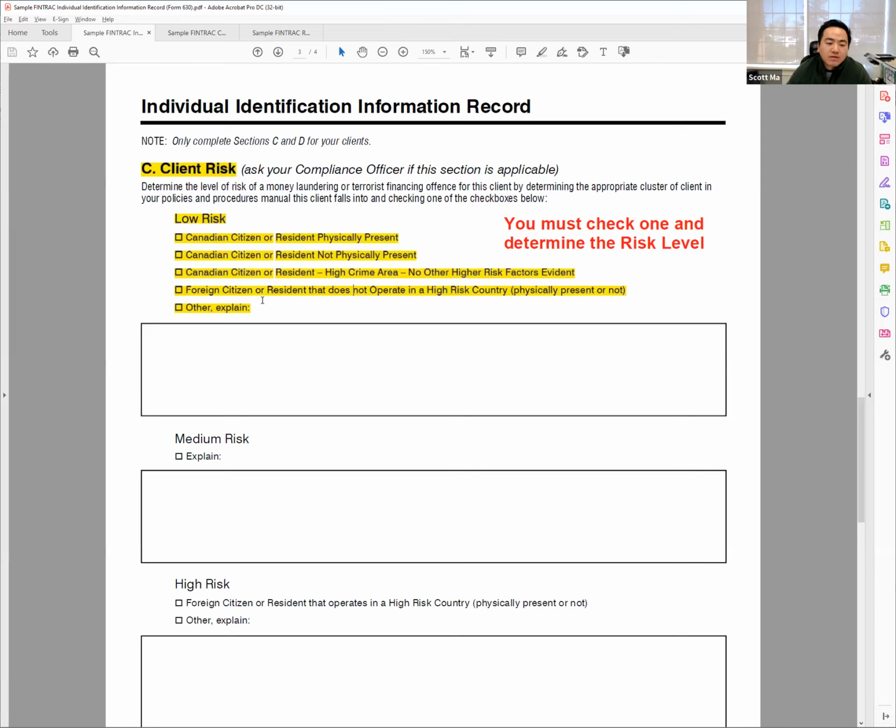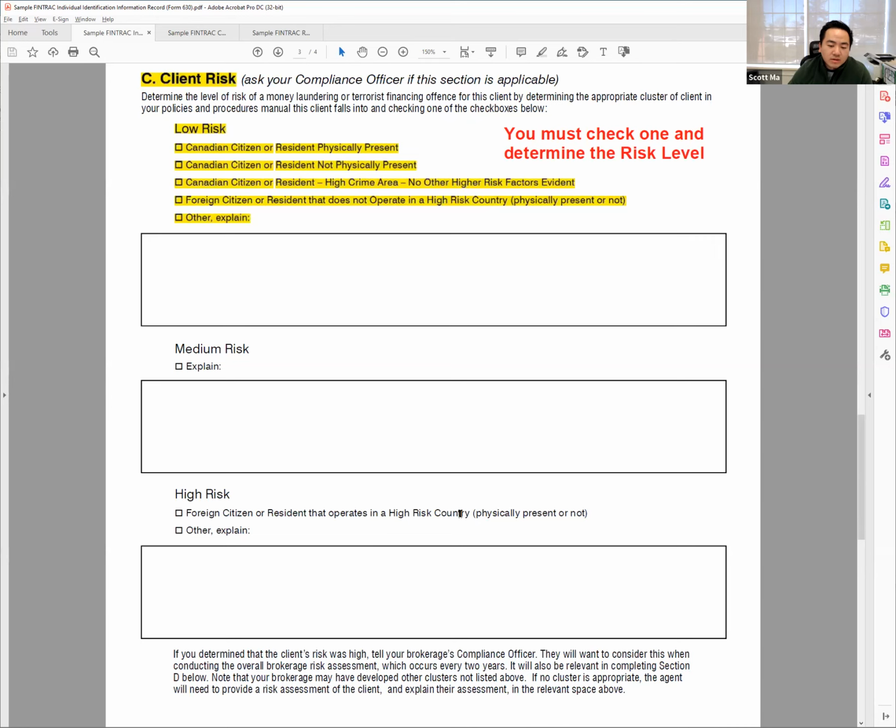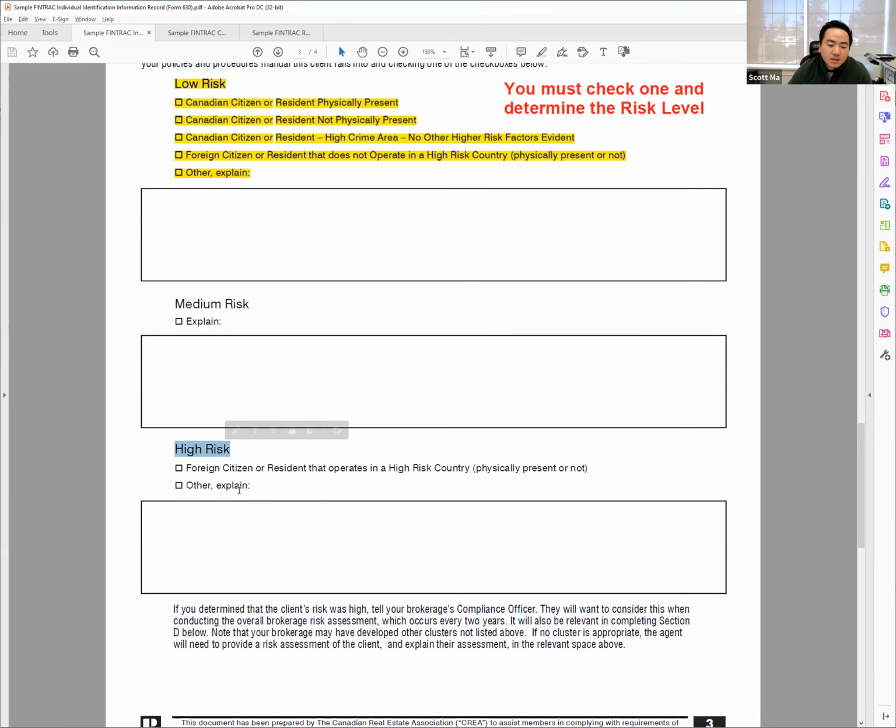So again, if they're a foreign citizen or resident who does not operate in a high-risk country, then they're considered to be low risk. If they do operate in a high-risk country, then they are considered high risk. And it doesn't mean that you automatically cannot do the transaction, right? This is just a record-keeping obligation. But if your client is high risk, you need to put information here and talk to our managers, because there are additional record keeping and monitoring obligations if your client has a risk that's considered to be high.